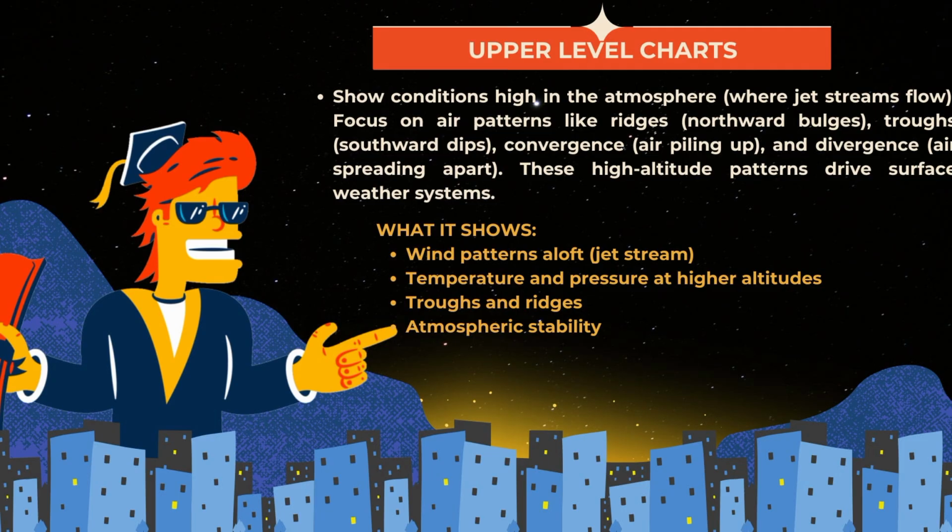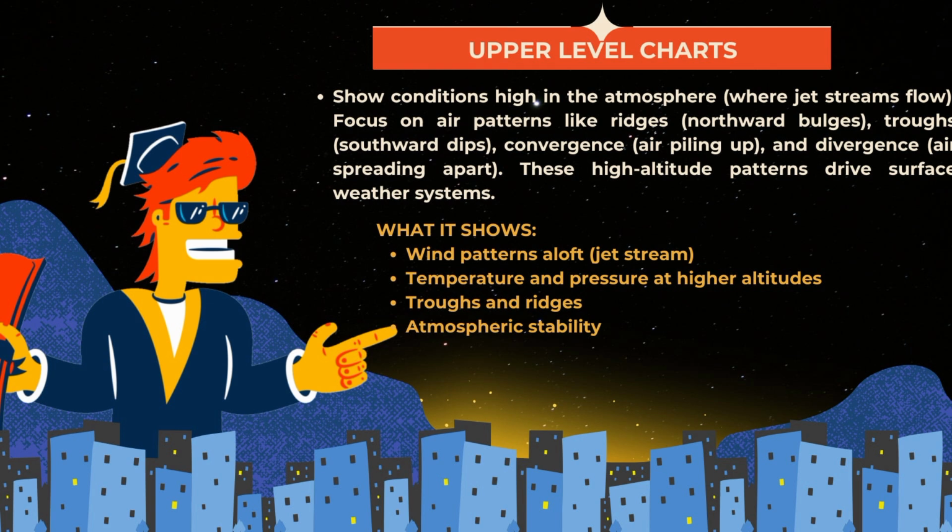Let us now discuss the upper level charts. Upper level charts show what is happening high above the ground, in the upper atmosphere. Even though we cannot directly feel or experience the atmospheric conditions up there, what happens above greatly affects or controls the weather below.